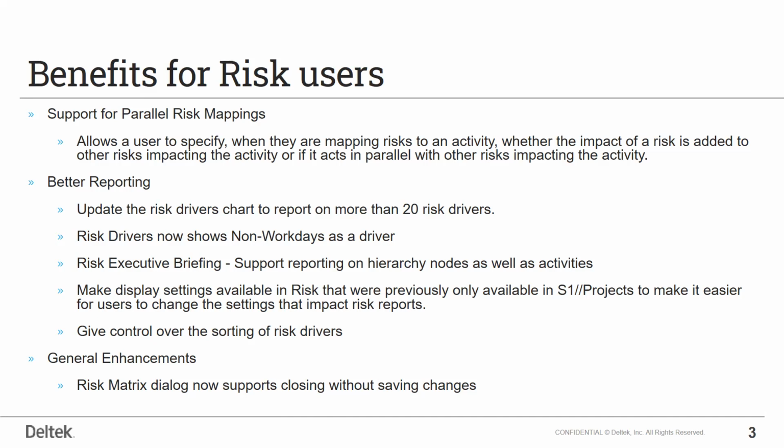We've also added some better reporting capability within the model that you can export back out. So risk drivers charts now allow you to show all risk drivers as opposed to the 20 that it was limited at previously. We've added a factor in for non-work days. So if an activity shifts to a portion of the calendar where perhaps there's holiday schedules or it impacts by covering more non-work days as far as weekends, that will now be factored into the model as well. We've also added the ability to report on hierarchy nodes within the executive briefing report, which is something that we've been asked about quite a bit. So that functionality is also there in 8.8.